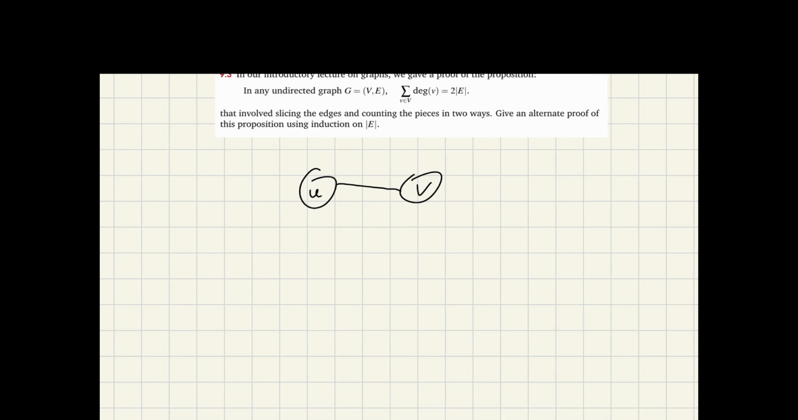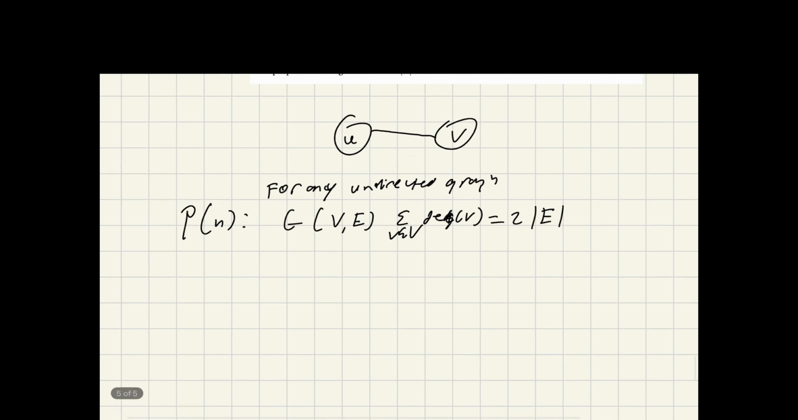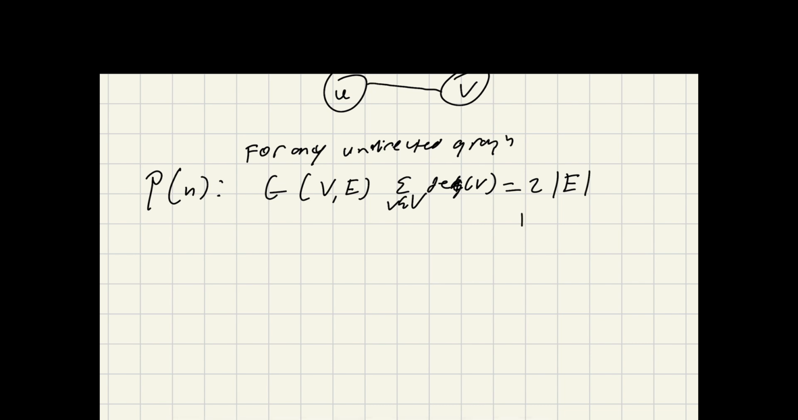So, we want to show P of n where we induct on the edge set, the size of the edges. So we will show that for any undirected graph G equals V comma E, the sum of the degrees of V is equal to 2E, where the size of E is equal to n.